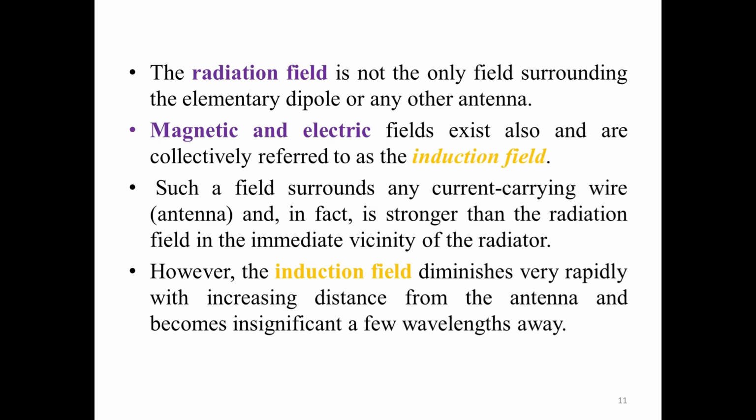The radiation field is not the only field surrounding the elementary dipole or any other antenna. Magnetic and electric fields exist also and are collectively referred to as the induction field. Such a field surrounds any current-carrying wire and, in fact, is stronger than the radiation field in the immediate vicinity of the radiator. However, the induction field diminishes very rapidly with increasing distance from the antenna and becomes insignificant a few wavelengths away.